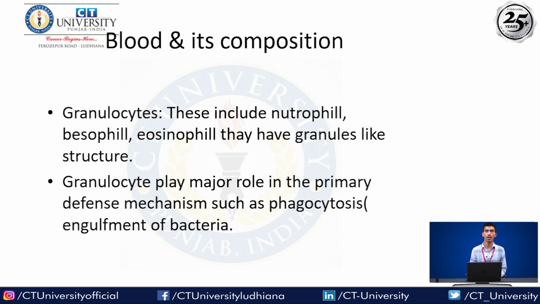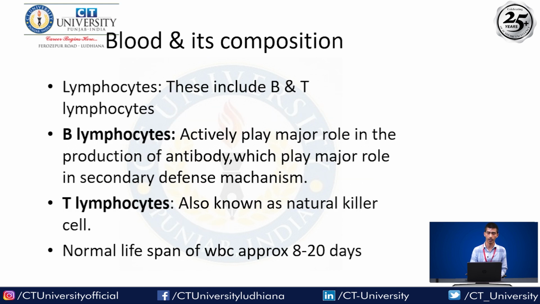The second thing is lymphocytes. Lymphocytes are classified into two classes, B and T lymphocytes. B lymphocytes play the major role in the production of antibody. There are 5 types of antibody produced by B lymphocytes: IgM, IgG, IgA, IgE and IgD.